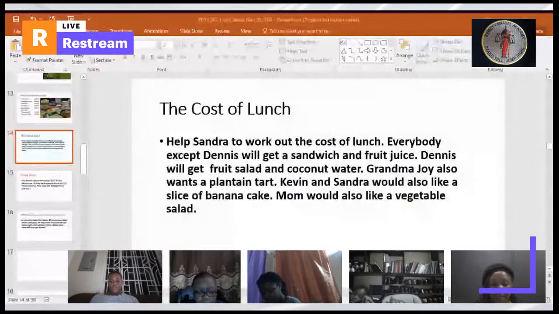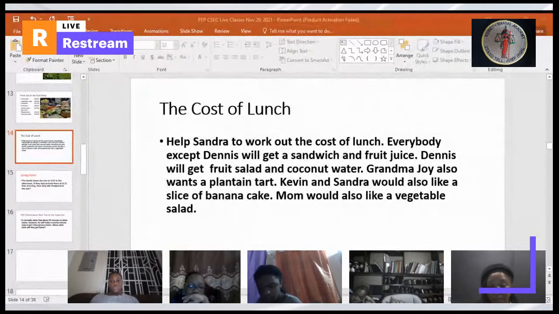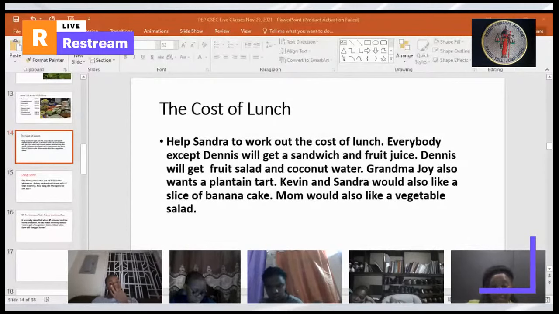So let's go, students. Let's sort this out. So we have each person except Dennis will get a sandwich and a fruit juice, right? So that's $37.50 plus the $20 for the fruit juice. That's $57.50 because it's 6 and we're not counting Dennis. Sandwich and juice is $345.